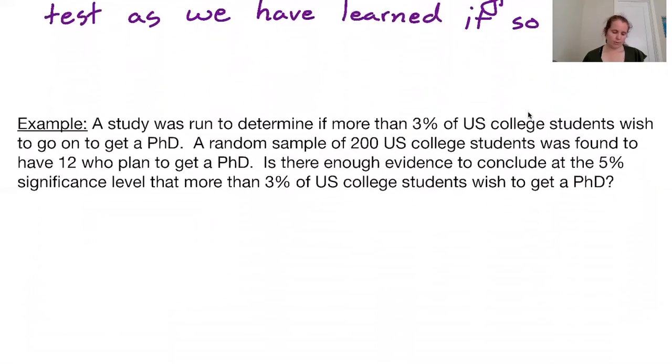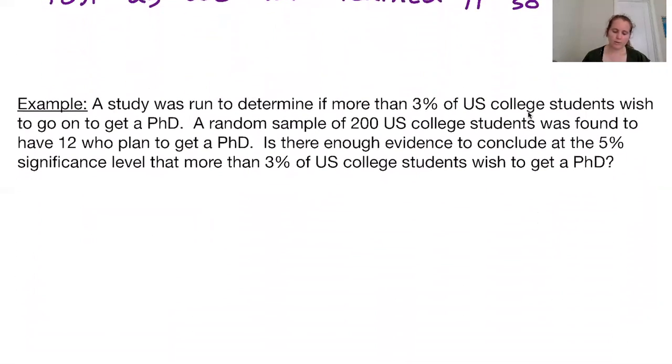So for an example, a study was run to determine if more than 3% of US college students wish to go on to get a PhD. A random sample of 200 US college students was found to have 12 who planned to get a PhD. Is there enough evidence to conclude at the 5% significance level that more than 3% of US college students wish to get a PhD? So here's our research question. We're looking to see if more than 3% of US college students wish to get a PhD.